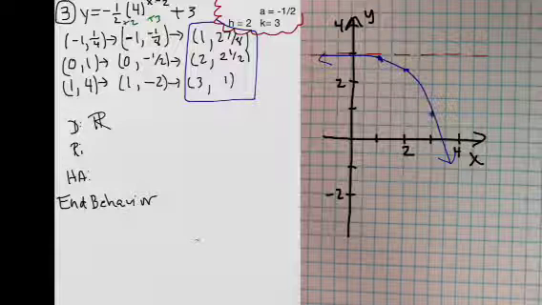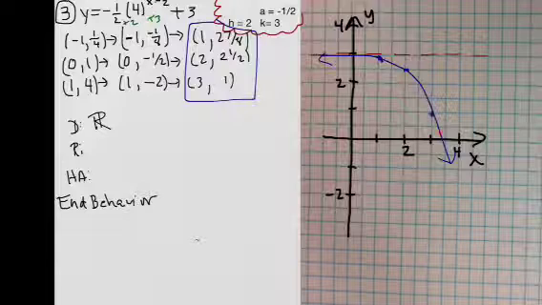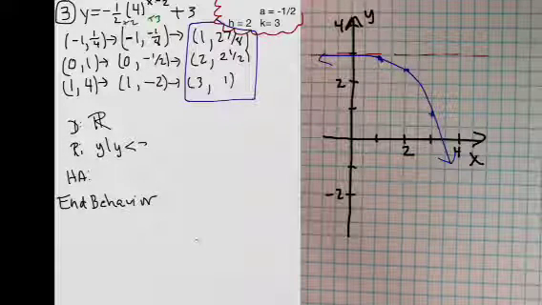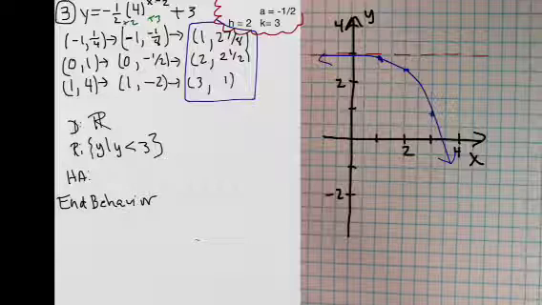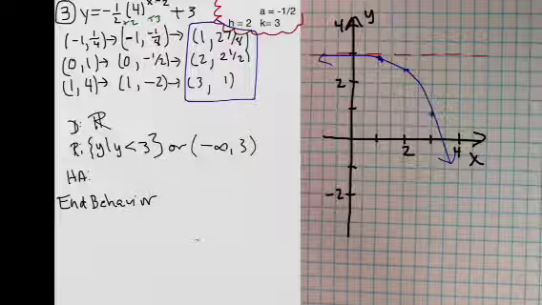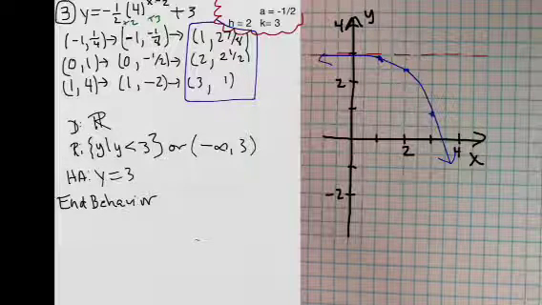For the range, we look at the graph. Notice how the points do not cross this line right here. So they're from just below that line, forever going down. So how you write that would be all y such that y is less than 3. That's if you write it in set notation. You could write it in interval notation, which would be from -infinity to 3. That would be how you write it with intervals. Horizontal asymptote, y equals 3.